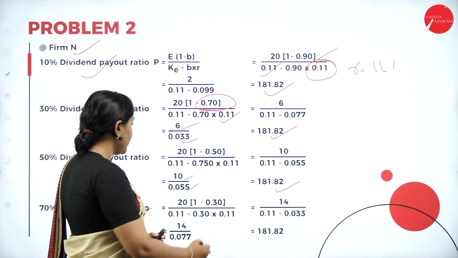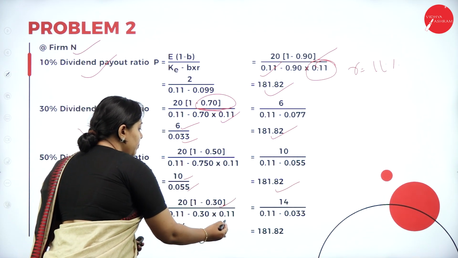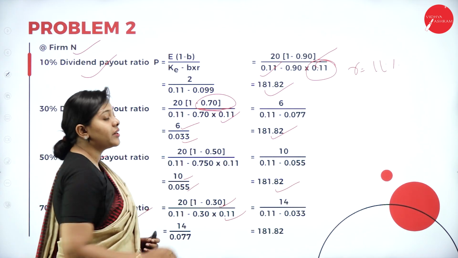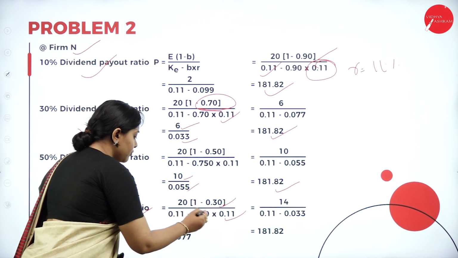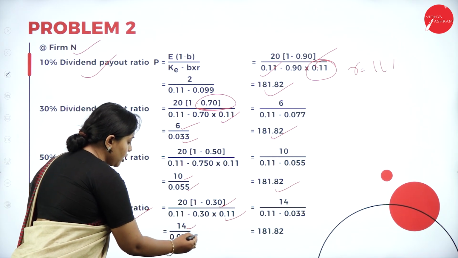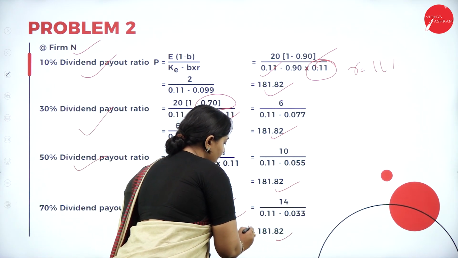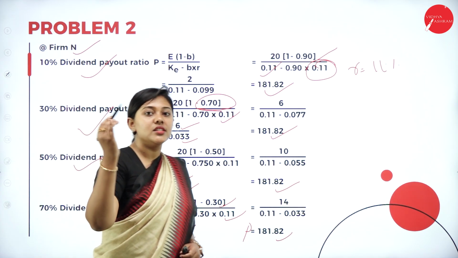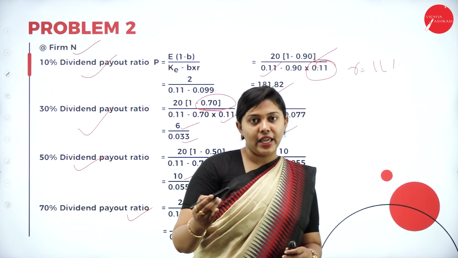Moving forward, 70% dividend payout ratio. If you do it again, 30% will be the retention ratio. The rate is 0.11. That is for N Limited. The rate of return is 11%, 0.11. And if you substitute the value into the formula, you get 14 divided by 0.077. The answer you get, the market price is 181.82, the same market price we have got for all the particular cases.